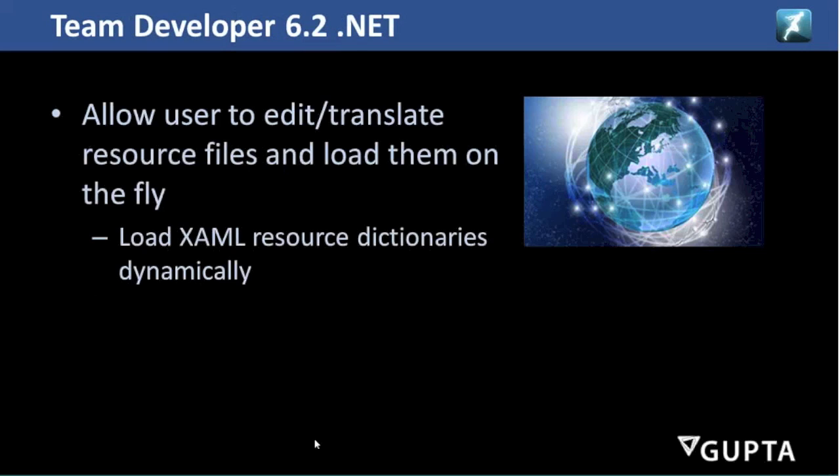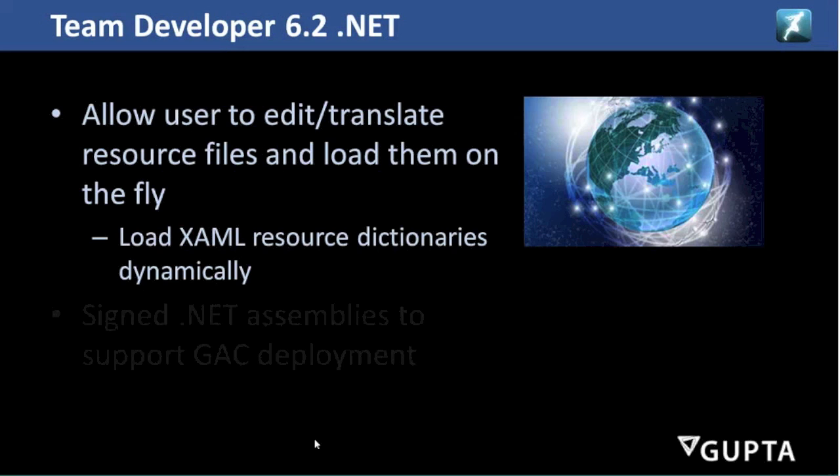Other things in Team Developer 6.2 .NET. You can now allow your users to edit and translate resource files and load them on the fly. So basically, if you have customers in Japan, for example, and you don't have a Japanese version of the application, you could put all the resources in an XAML resource file, give them that file, they can translate that, and at runtime you can load that file. Before, you needed to have that resource file at compile time to compile a language-specific version. Now you can choose that at runtime by loading the resource file at application runtime.